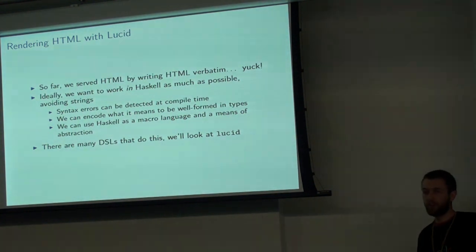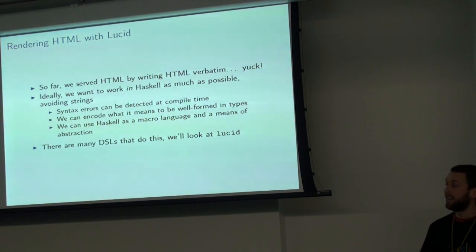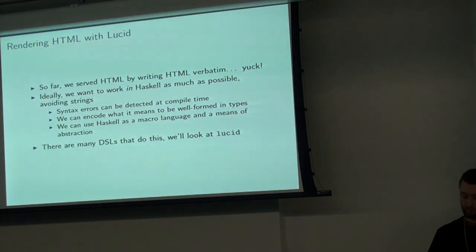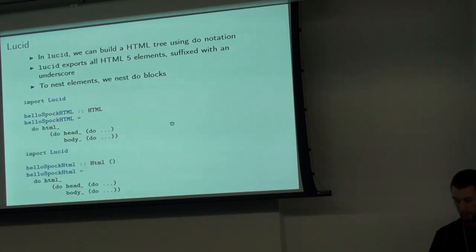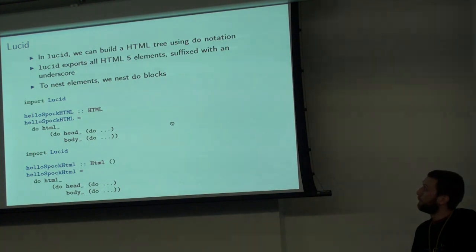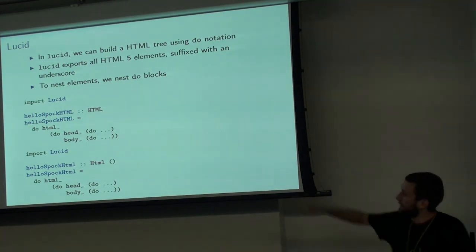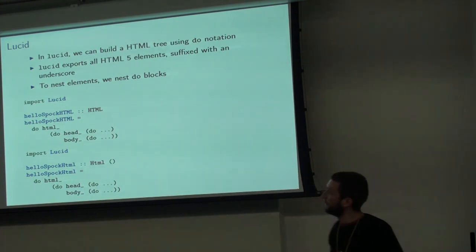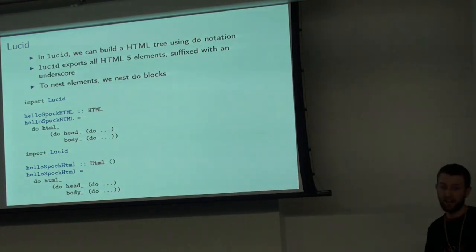So ordinary Haskell functions can now be used to generate HTML documents, and we can use loops and things like that. And there are many DSLs for doing HTML programming, but I'm going to look at one of the newest ones, which is called Lucid, which I also think is probably one of the simpler approaches. So in Lucid, we build HTML trees using do notation. So hopefully you can already see that the shape of these functions looks a lot like HTML if you're familiar with writing HTML by hand.